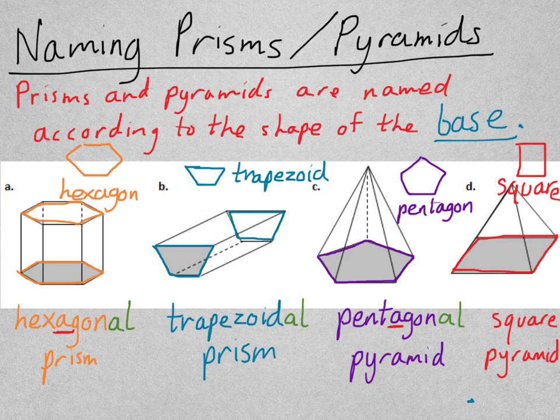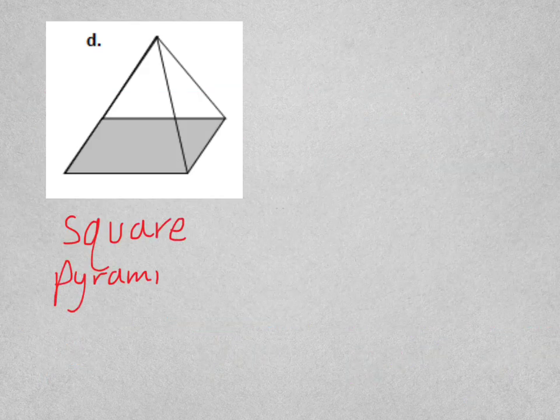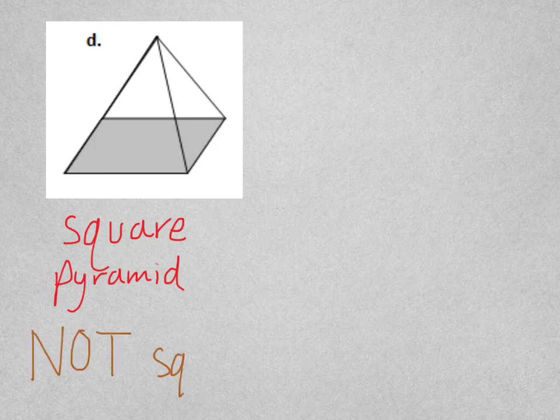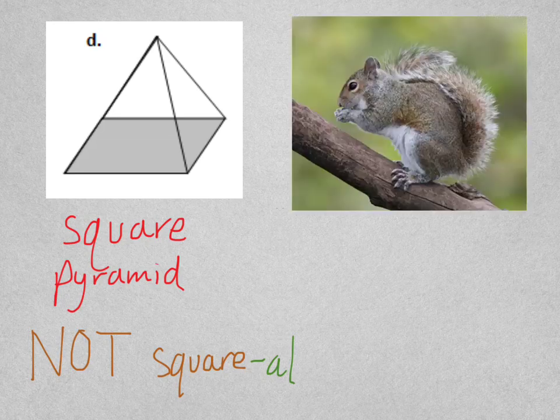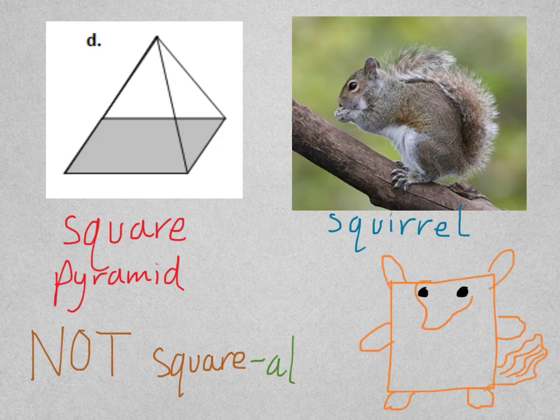That's an exception. Notice that it's a square pyramid, not a squirrel pyramid. In that case, it sounds like you're saying the word squirrel, and it's not. It's a square pyramid. Squirrel, I guess, would be something like this.